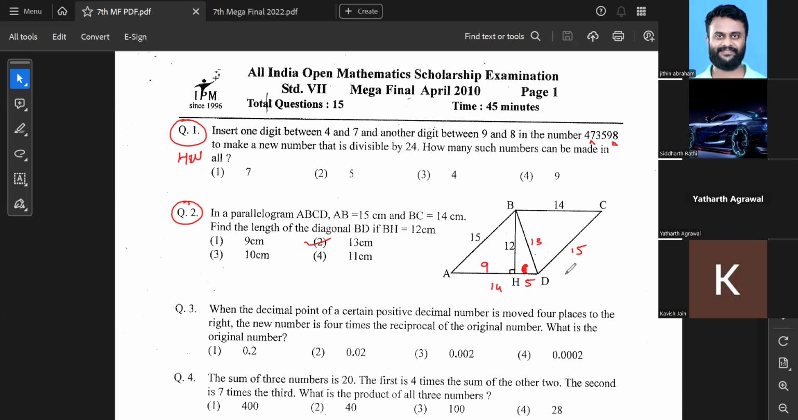Sir, how did you get the length of AD as 14? AD is 14. It's a parallelogram. If this is 14, this will be 14. Okay, sir. Okay.